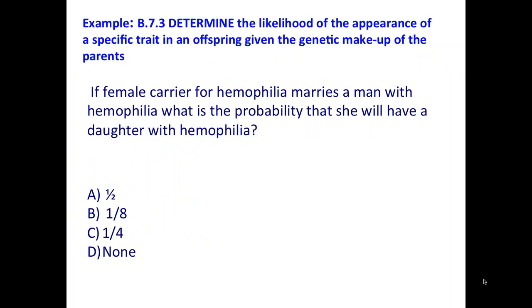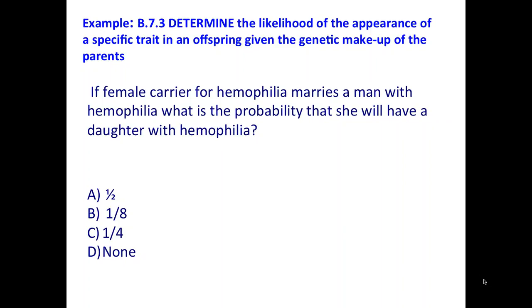Here's another one, similar to that standard. Determine the likelihood of appearance of a specific trait in an offspring given the genetic makeup of the parents. The female carrier for hemophilia marries a man with hemophilia. What is the probability she will have a daughter with hemophilia? Have our 4 choices. Now, one thing that we also talked about, in this particular standard, it says given the genetic makeup of the parents. So this item isn't bad.